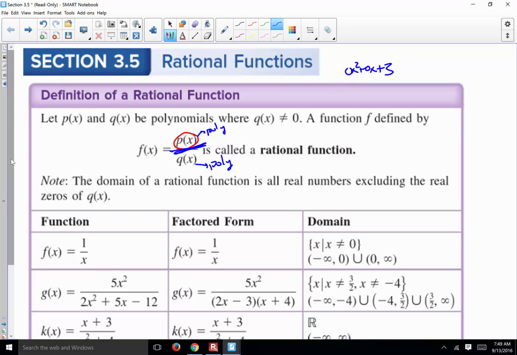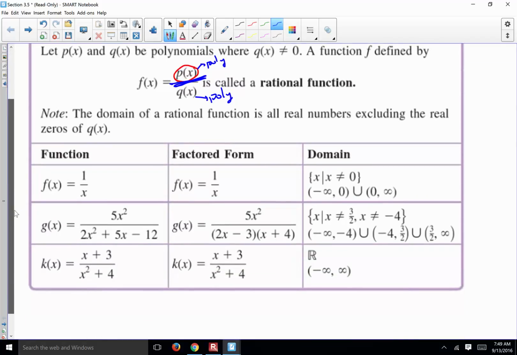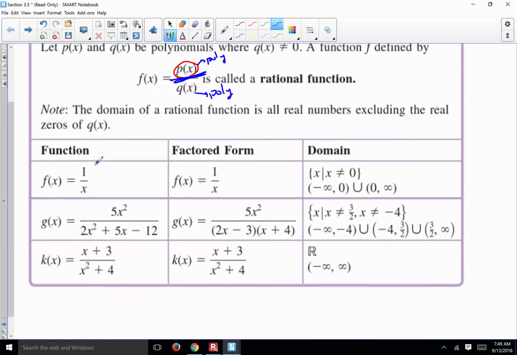Alright, what are some basic rational functions? 1 over x, for example. The top is just a number, the bottom is just x. It's a rational function because both sides are polynomials. And when you try to factor the denominator, you can't because it's only x. So the factored form is equal to itself.